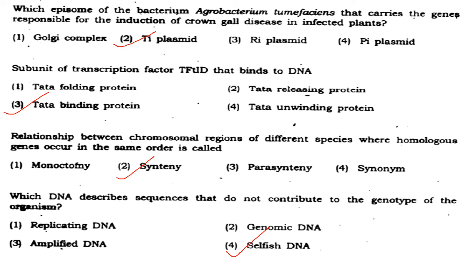Next one. Which DNA describes sequences that do not contribute to the genotype of the organism? Option 1, replicating DNA, 2, genomic DNA, 3, amplified DNA, 4, selfish DNA. Answer is option 4, selfish DNA.